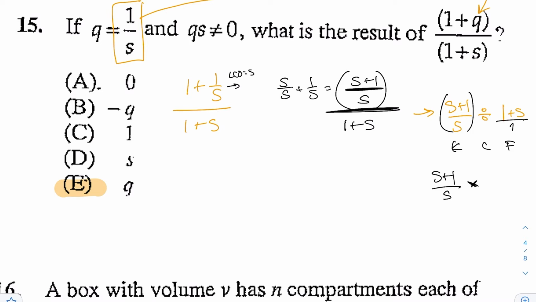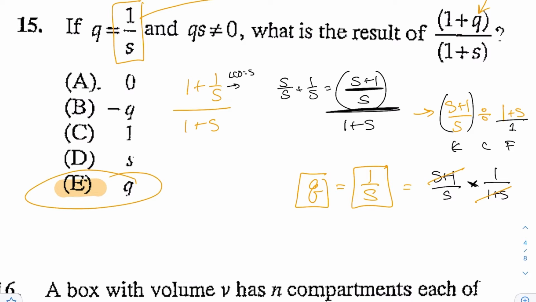Now 1 plus s has 1 in the denominator, so when you flip that, it'll be 1 over 1 plus s. And notice that 1 plus s will cancel out with s plus 1, so you just get 1 over s. I don't see that as any of the choices, but I do know that 1 over s is equal to q. So choice E, q, is the answer, because q is equal to 1 over s as defined by the problem. So here, it's just about doing keep, change, flip once you rewrite the complex fraction.